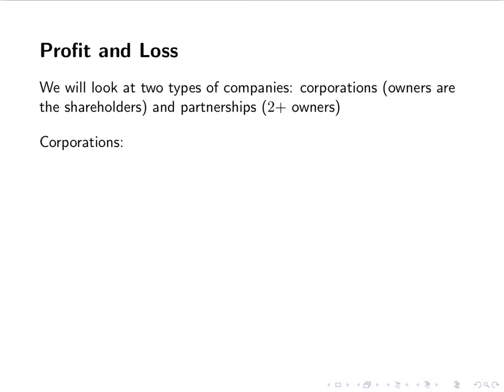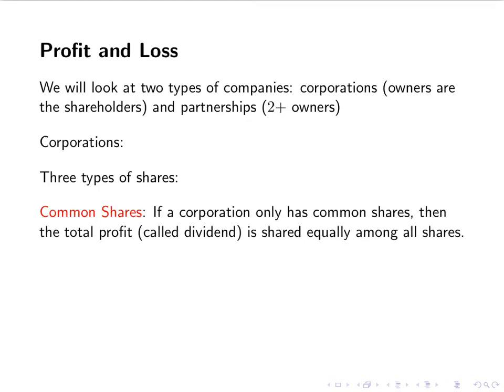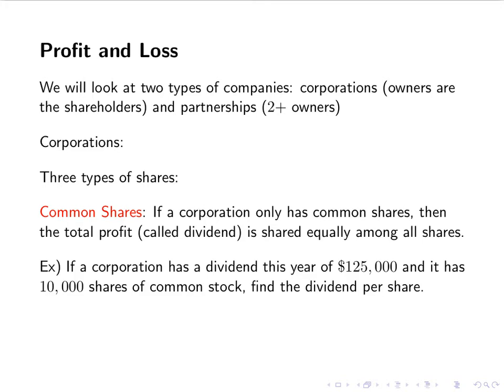So first we're going to look at corporations. As I said, the corporation's owners are the shareholders, and there are three major types of shares that we're going to look at. The first is called a common share, and if a corporation only has common shares, then the total profit, which is usually called a dividend, is shared equally among all the shares. So if a corporation has a dividend of $125,000 and it has 10,000 shares of common stock, to find the dividend per share, we're just going to divide. We take the dividend, 125,000, divide by the number of shares, 10,000, and we get $12.50 per share.